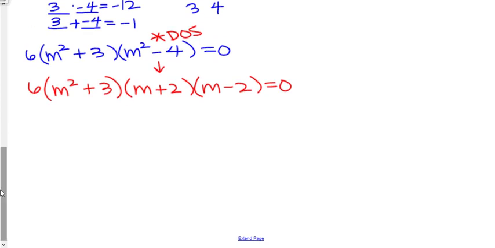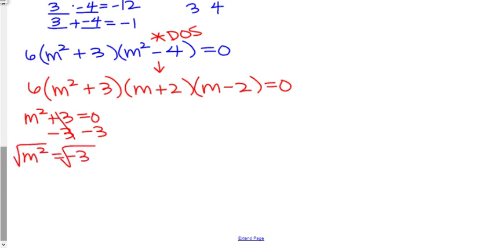Now I can go ahead and solve. M squared plus 3 equals 0. I subtract 3 from both sides. I get m squared equals negative 3. Taking the square root of both sides, I get m equals plus or minus i root 3. Don't forget the i, don't forget the plus or minus. I'm only taking the i out because I had a negative under the square root.